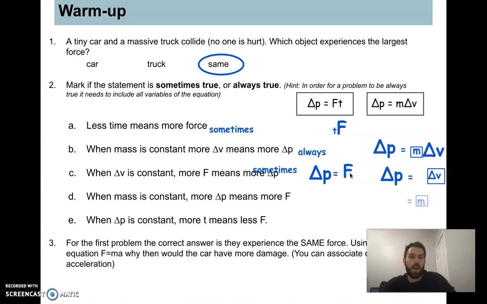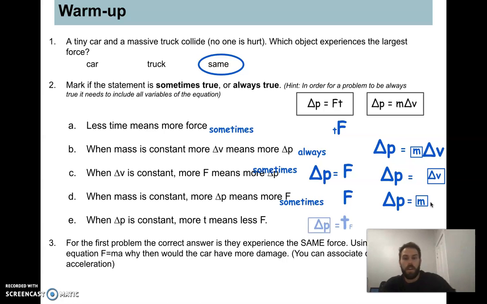For the next problem, when mass is constant, more change in momentum means more F. And again, I'm talking about two different equations. I'm going from one equation to the other in my statement. And I'm missing some variables. I don't have time, I don't have change in momentum here, I don't have change in velocity here. So that's just going to be sometimes true. It wouldn't be a good statement if this was an explanation.